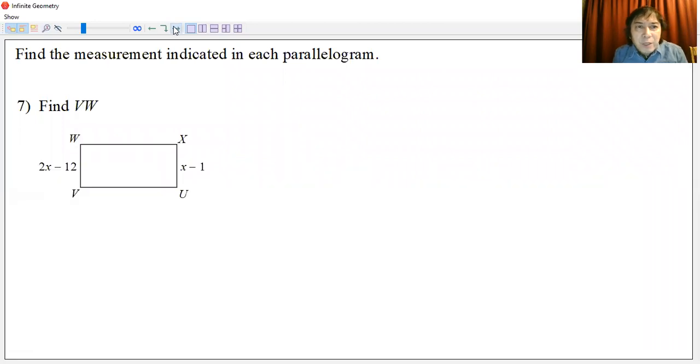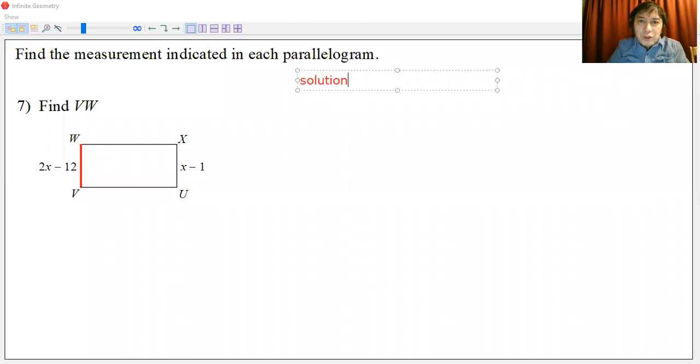Here's number 7. Find the measurement indicated in the parallelogram. Find the VW segment or side. So VW is this side here. There. Okay, I marked it with a red color, red colored segment. So that's VW. Now this VW is equal to XU, the other side. Opposite pairs of opposite sides in a parallelogram are congruent. They are. All right, so we can equate these, and that's our working equation.